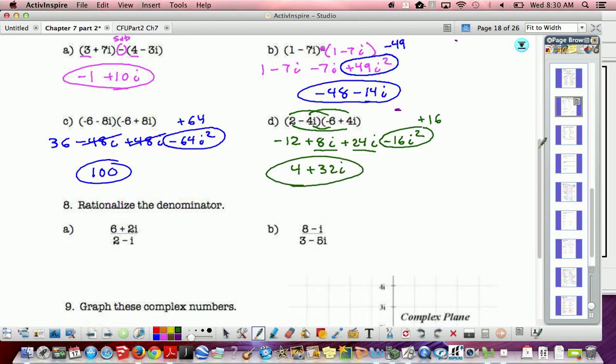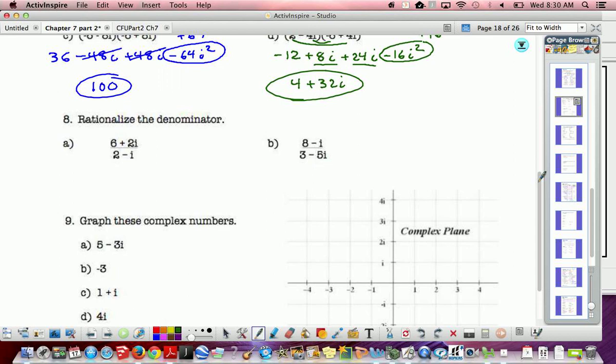We have it simplified. All right, number 8 says rationalize the denominator. So on this one, what you want to do is multiply the top and bottom by the conjugate of the denominator.